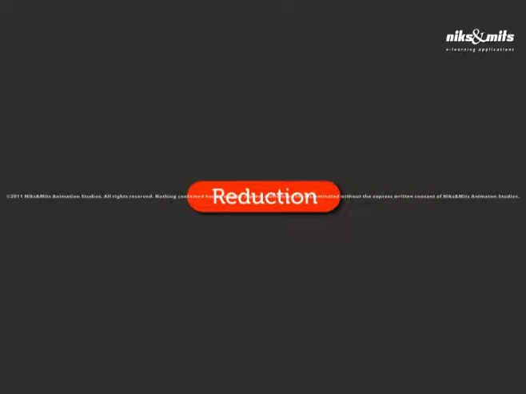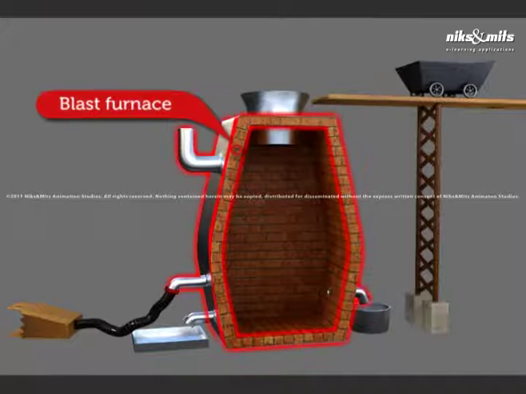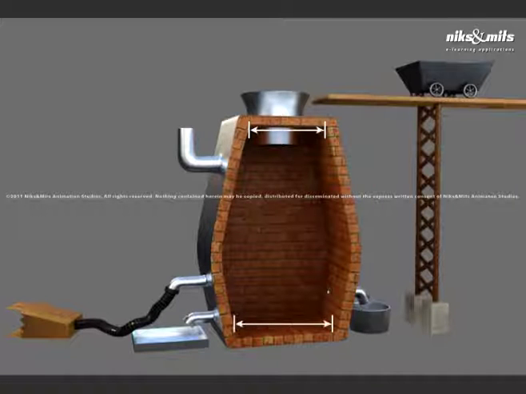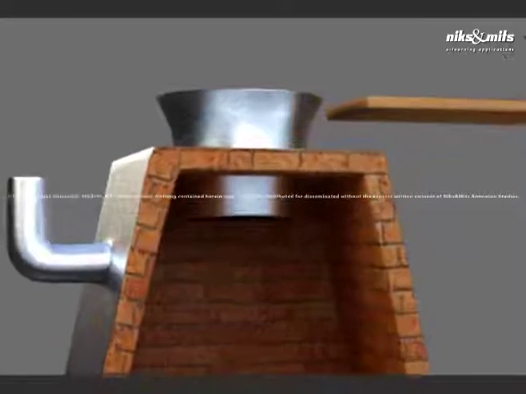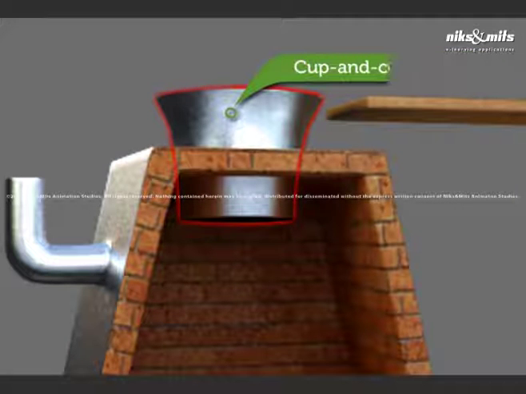2. Reduction. In the extraction of iron, carbon is used to bring about reduction of iron ore. The reduction is brought about in a blast furnace. The blast furnace is a 20 to 40 meter high cylindrical furnace. It is narrow at the top and the bottom. The mouth of the furnace is closed by a cup and cone feeder.